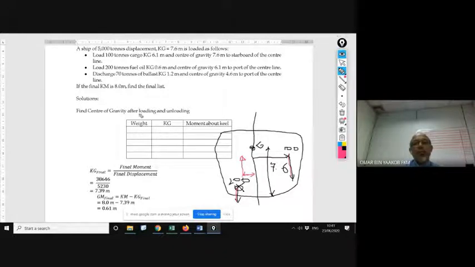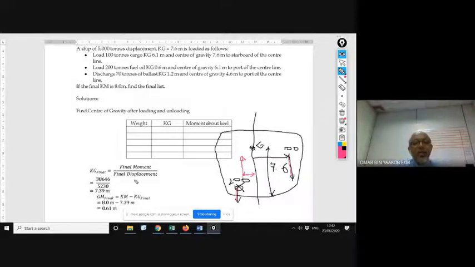Right. So first, of course, the first step is to find the center of gravity after loading and unloading, which you can do. This is chapter 4. You put the weight 5,000 tons, KG 7.6. Then 100 ton, KG 6.1, and then 200 tons, KG 0.6. Then this one, minus 70 tons, KG 1.2. So you add all the weight, you're going to get 38. This is not correct.